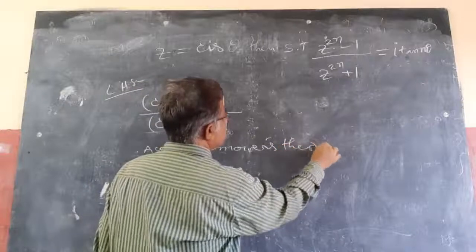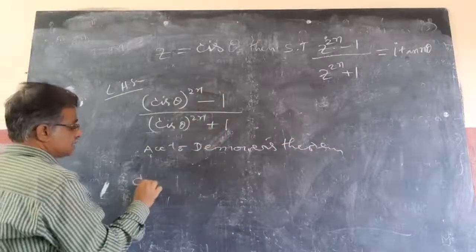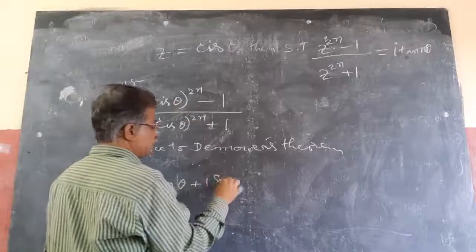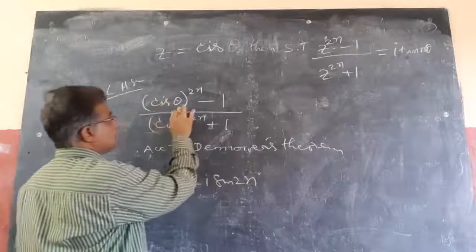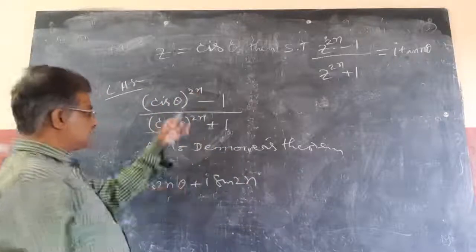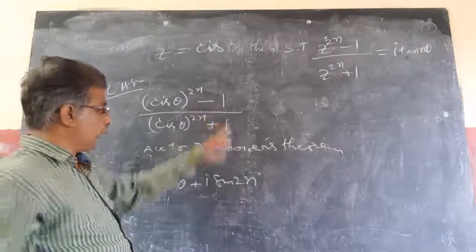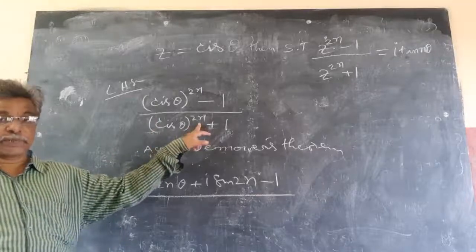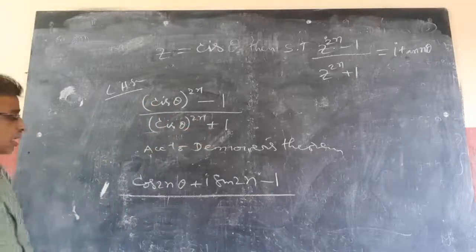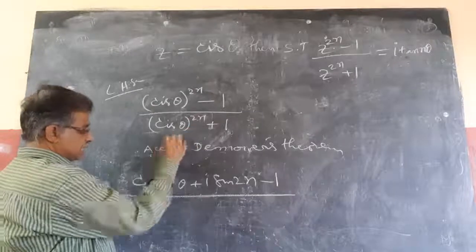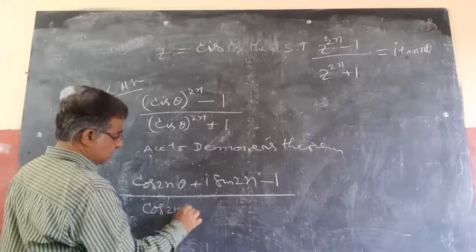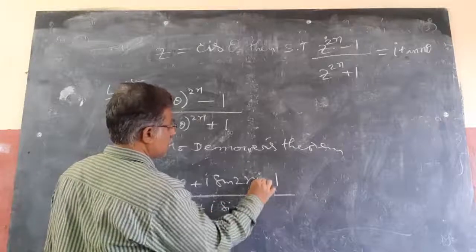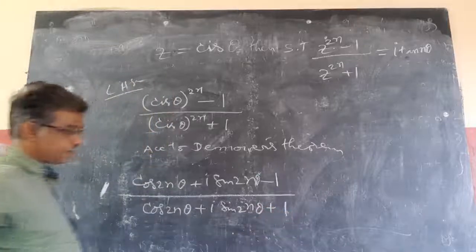According to De Moivre's theorem, I can write this as cos 2n theta plus i sin 2n theta, minus 1, as this. By the denominator also I will apply De Moivre's theorem. (cos theta plus i sin theta) power n is cos n theta plus i sin n theta, meaning here cos 2n theta plus i sin 2n theta, plus 1 as this.